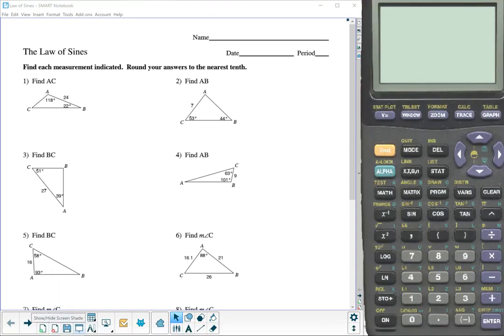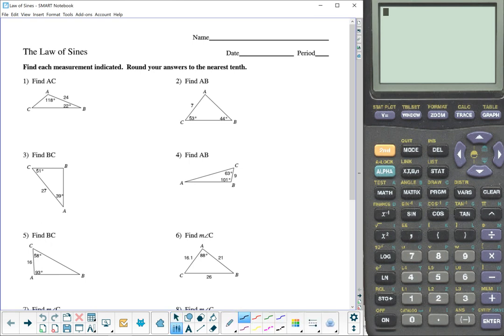All right, so this is the law of sines, and this is basically looking at trying to find the missing information. This is just looking at triangles, not really solving any word problems. So number one, find AC. AC is across from angle B, so we'll call this one B.